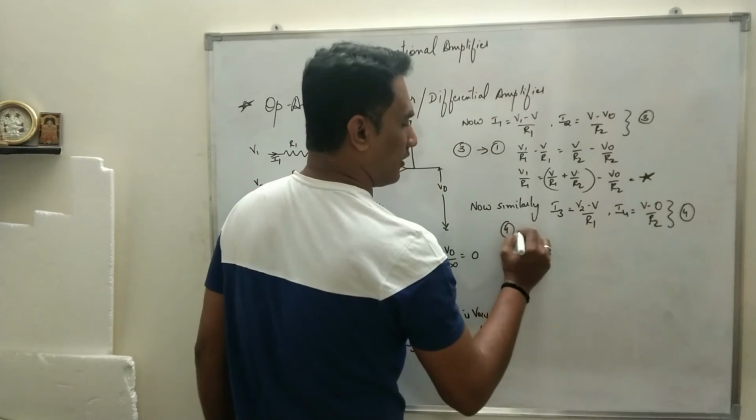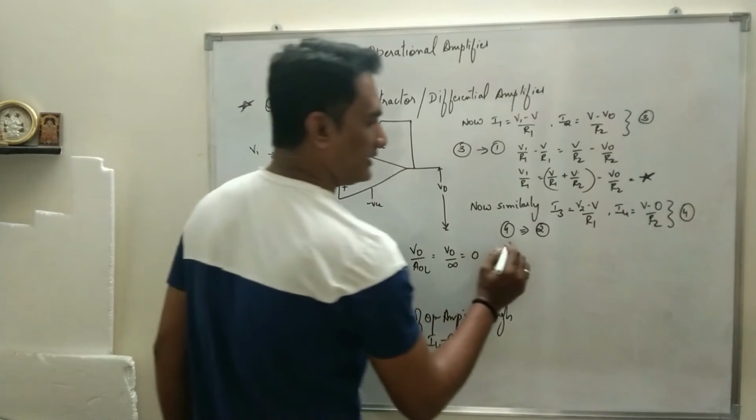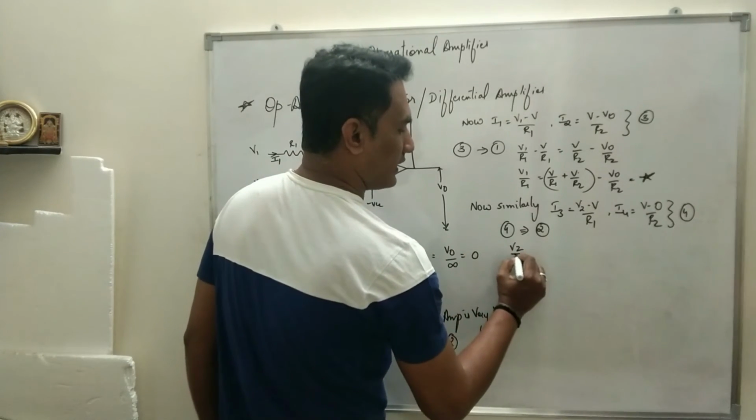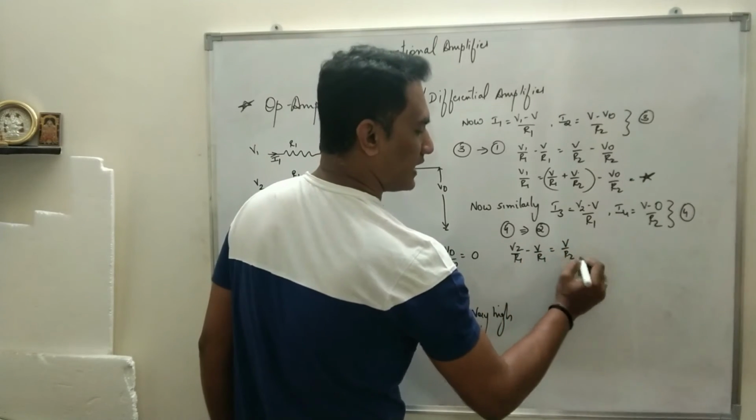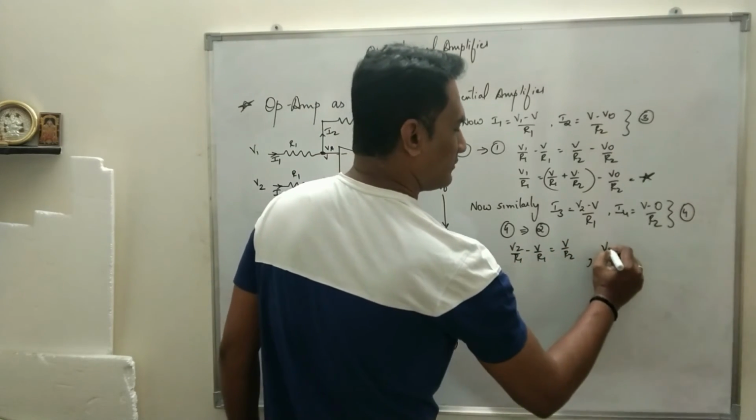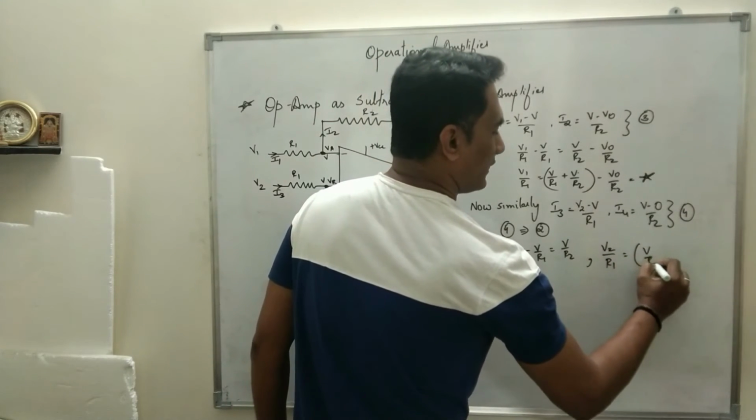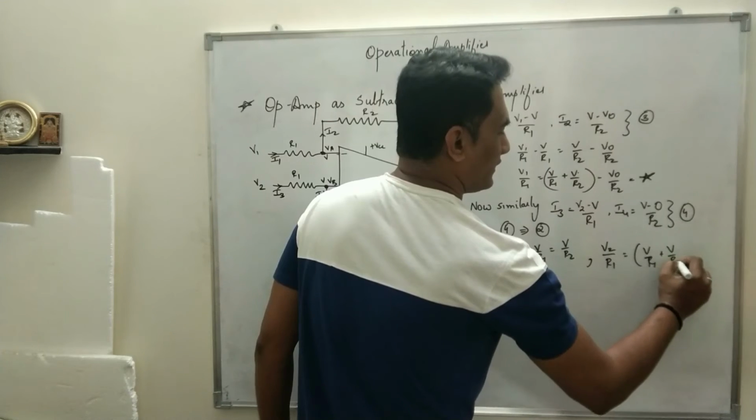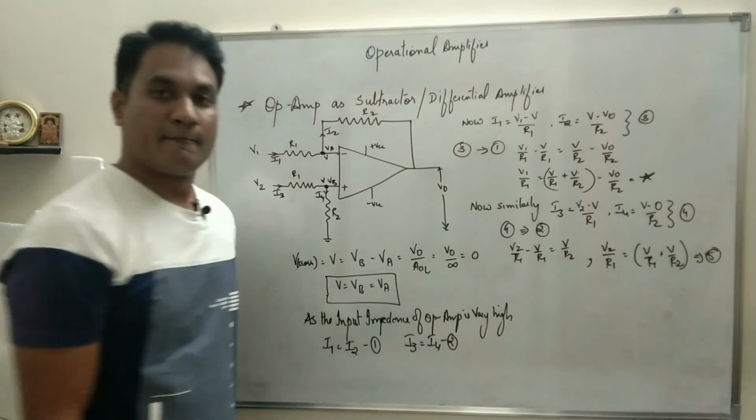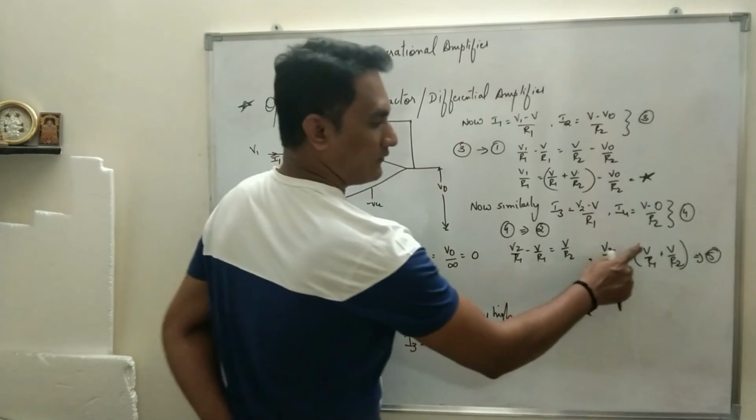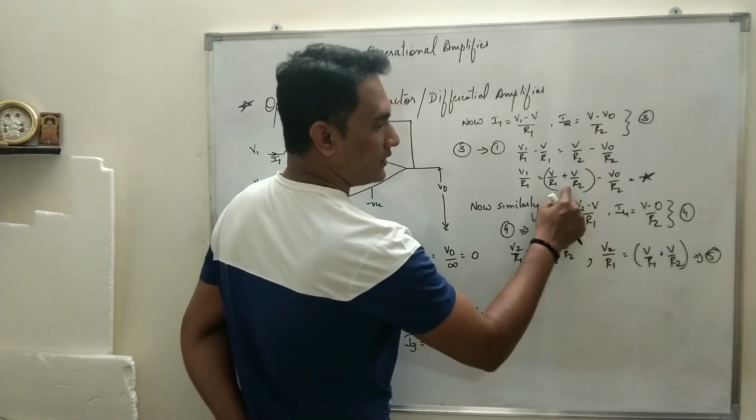Substituting the value of 4 in 2, what you get is V2 upon R1 minus V upon R1 equals V upon R2, or the same thing can be written as V2 upon R1 equals V upon R1 plus V upon R2. Let this be equation number 5. So V upon R1 plus V upon R2 can be replaced by V2 upon R1 in this equation.